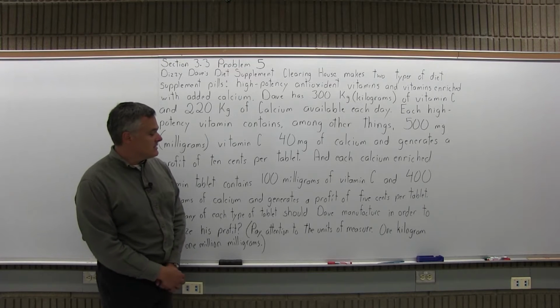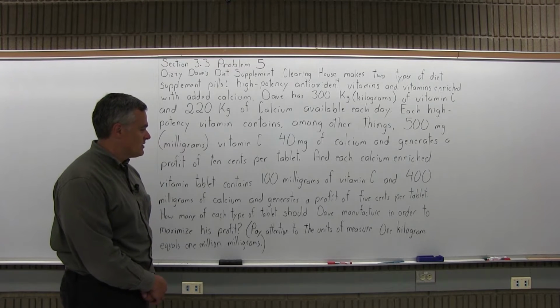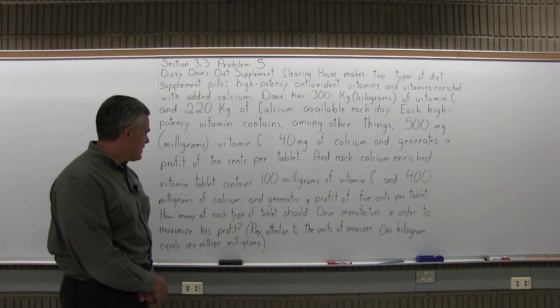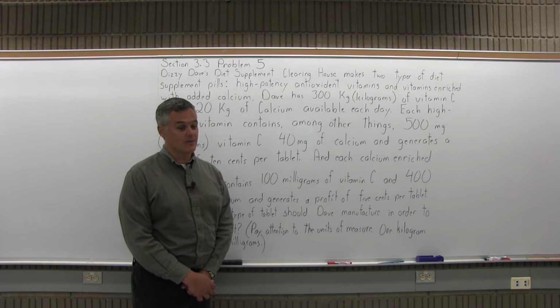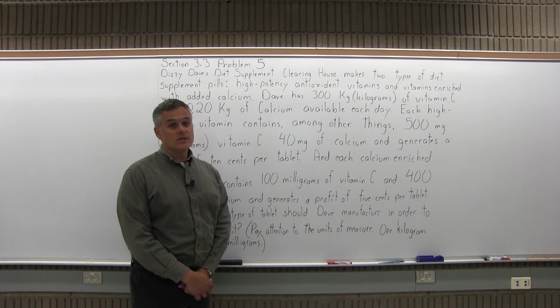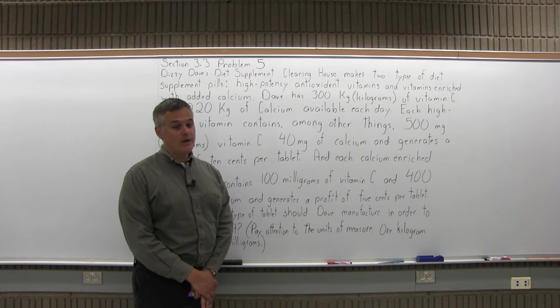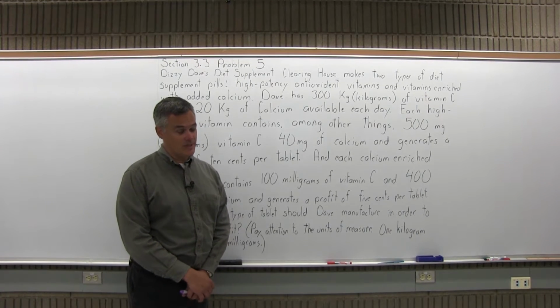And there's a hint at the end that says pay attention to the units of measure. You want to remember that 1 kilogram equals 1 million milligrams, and that'll come in handy when we do this. So first, to set up the problem, we have 4 steps. Then to solve the problem, there's 4 other steps.